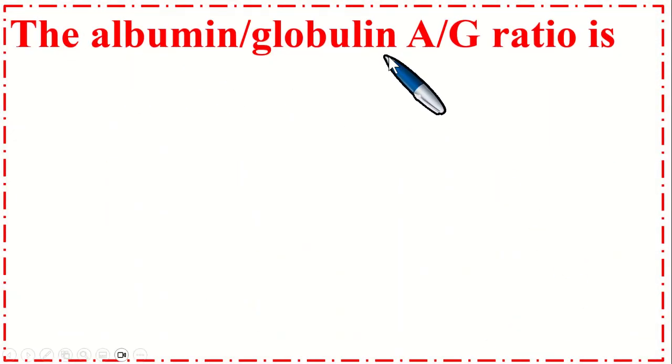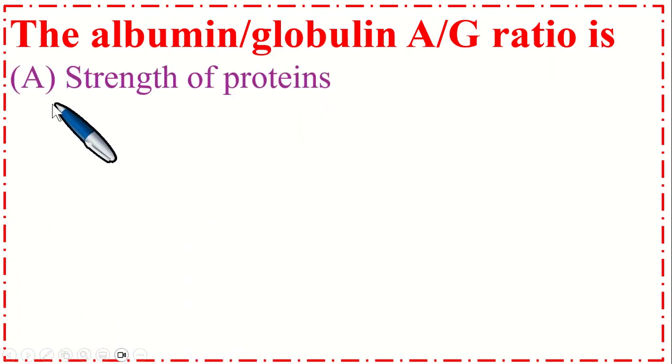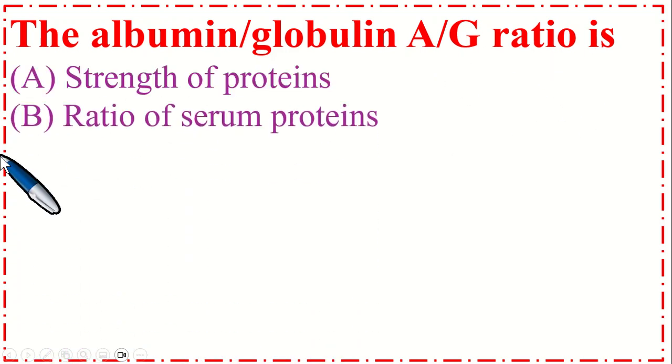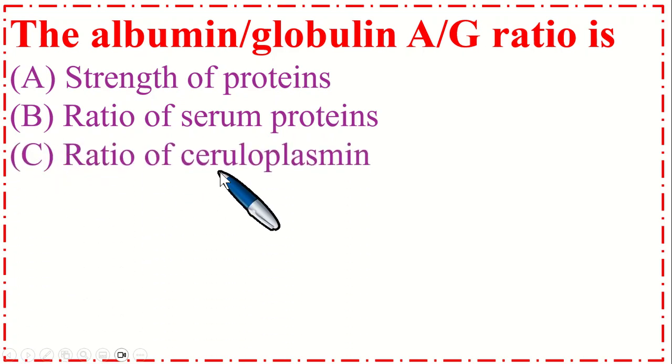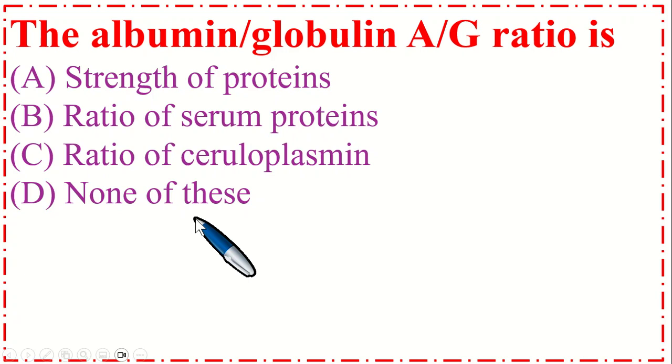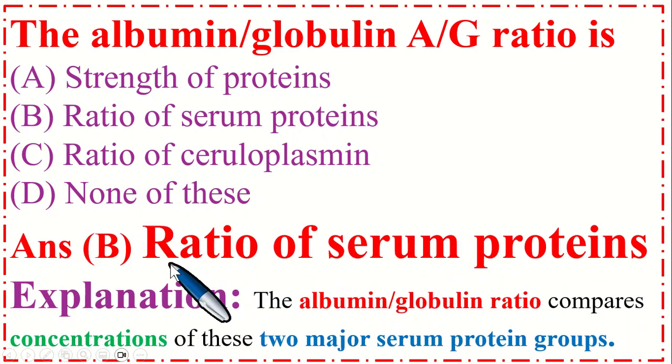The albumin globulin A/G ratio is option A strength of proteins, B ratio of serum proteins, C ratio of ceruloplasmin, and option D none of these. So the correct option is B ratio of the serum proteins. The albumin globulin ratio compares the concentration of these two major serum protein groups.